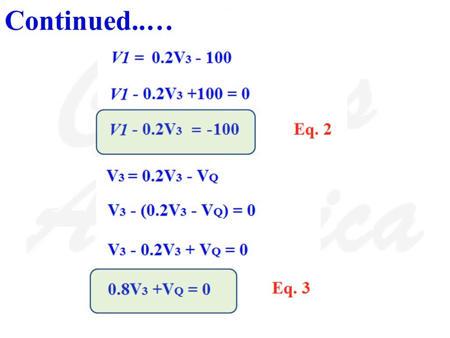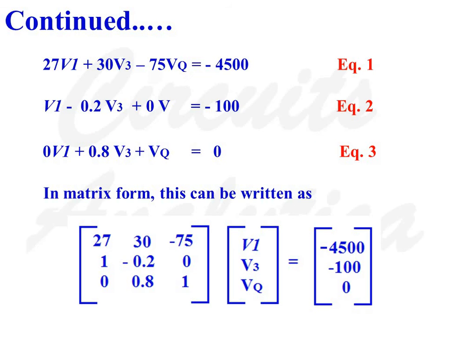V3 is equal to 0.2 V3 minus VQ. V3 minus inside bracket 0.2 V3 minus VQ is equal to 0. Opening the brackets, we will get V3 minus 0.2 V3 plus VQ is equal to 0. 0.8 V3 plus VQ is equal to 0. Equation number 3. So there are three unknown terms, V1, V3 and VQ.